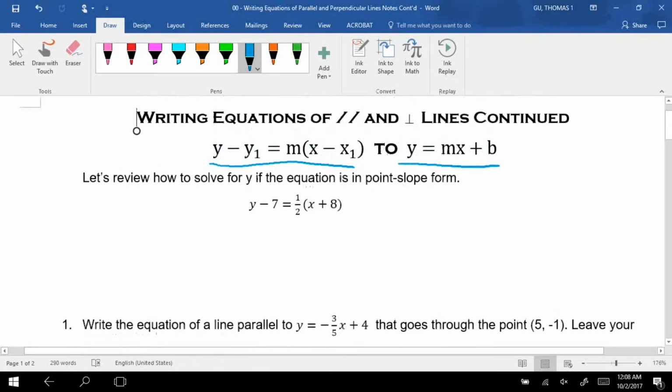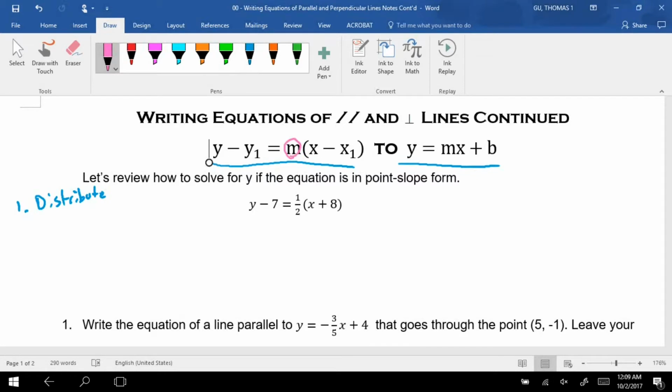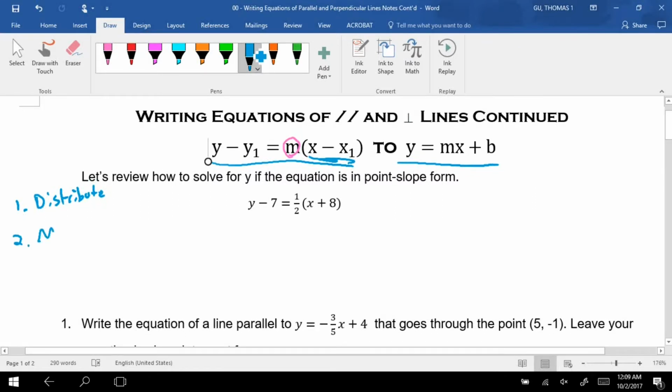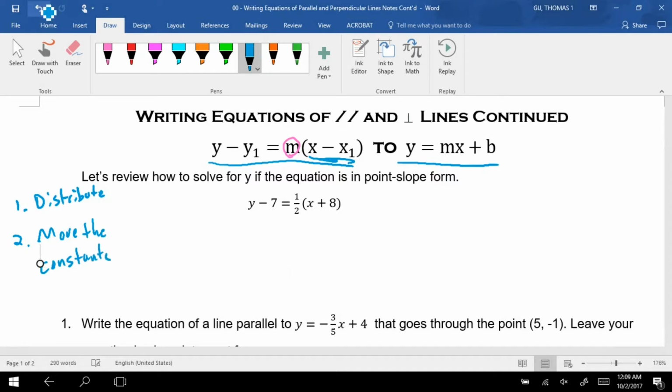Let's review, because you should have learned this before: how to solve for y if the equation is in point slope form. First, you're going to distribute, because in point slope form you always have the m, the slope, outside the parentheses with the x's inside. Then second, you're going to move the constants, the whole numbers, to one side.